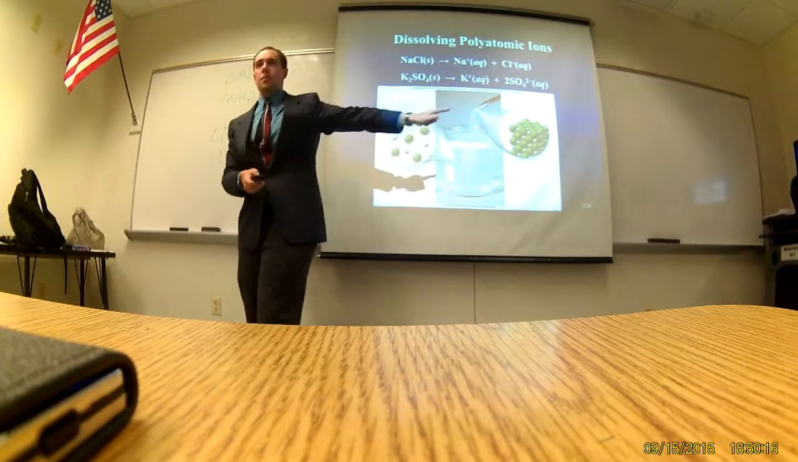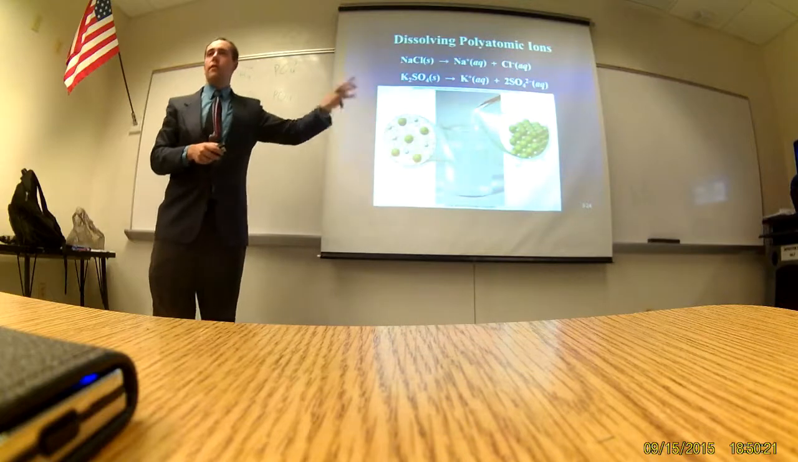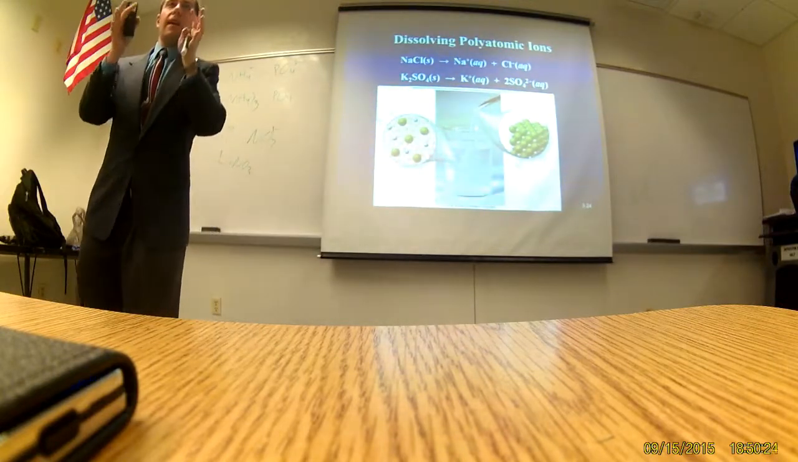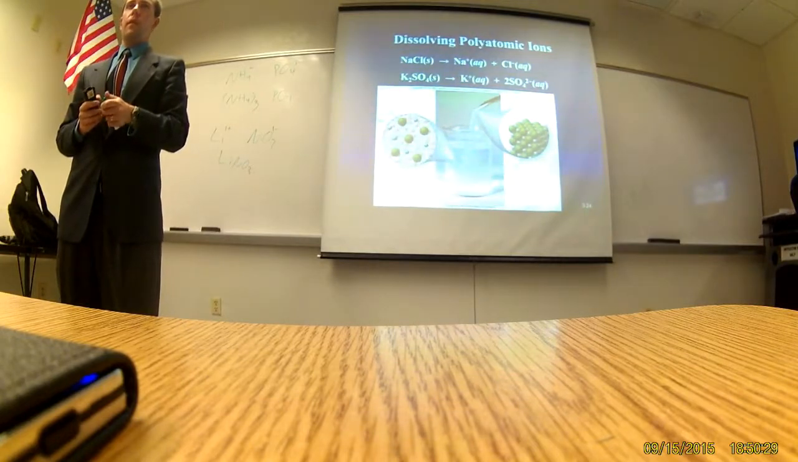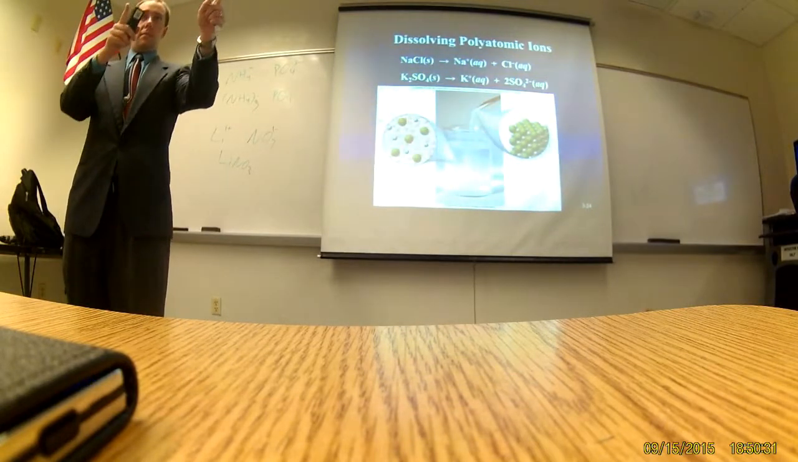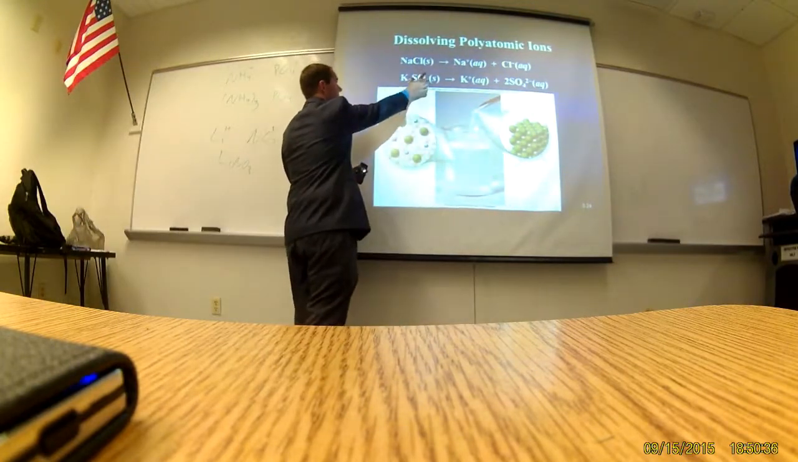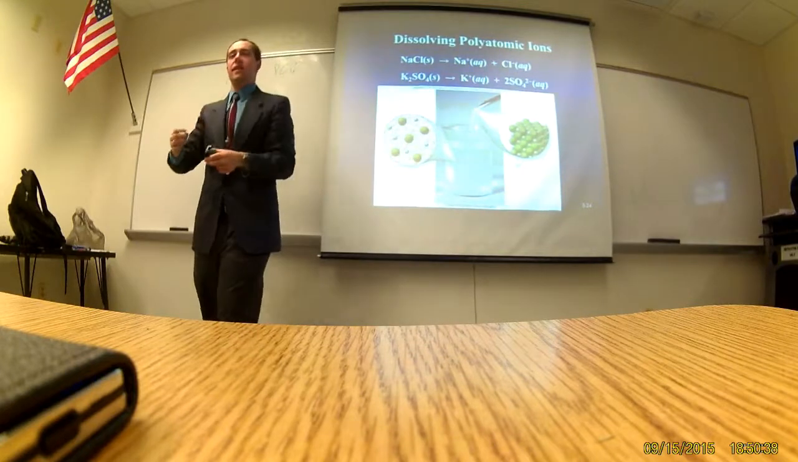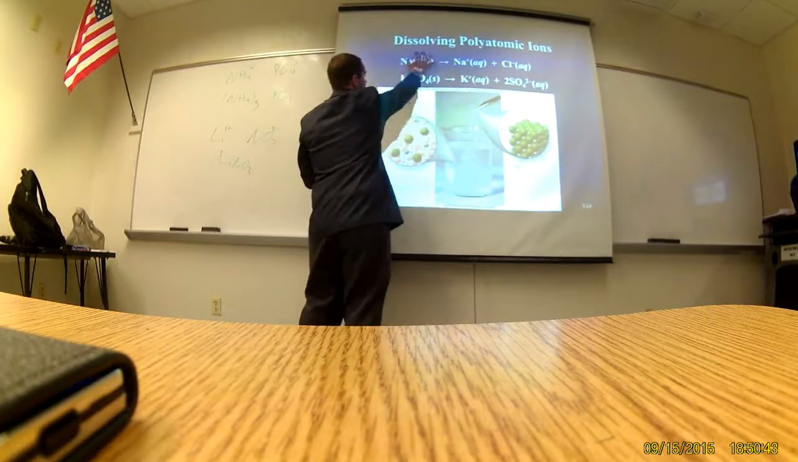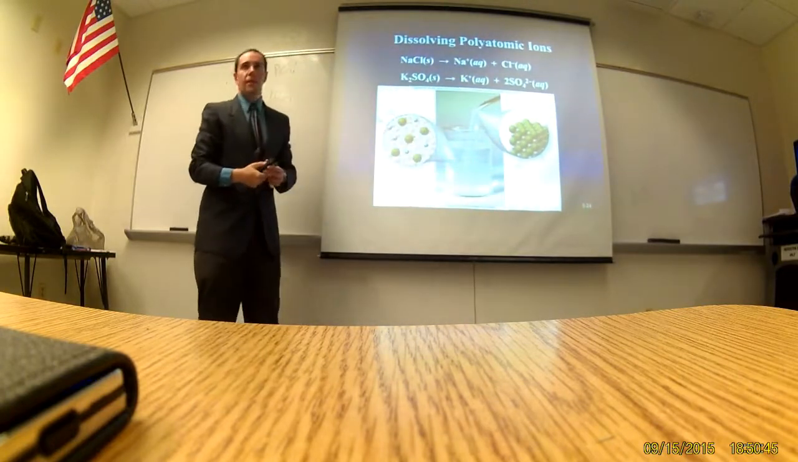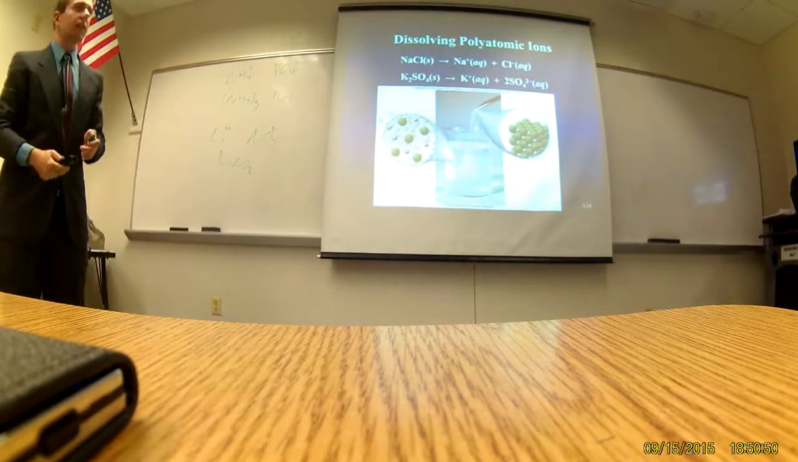So, if you put in potassium sulfate and dissolved it in water, what are you going to have floating around? Potassium ions and sulfate. Right, potassium and sulfate. This sulfate is stuck together. You cannot break that apart. So you're not going to get potassium and sulfur and oxygen. That sulfate is stuck together. It's going to float around as a sulfate ion.